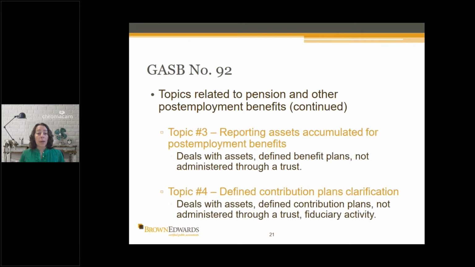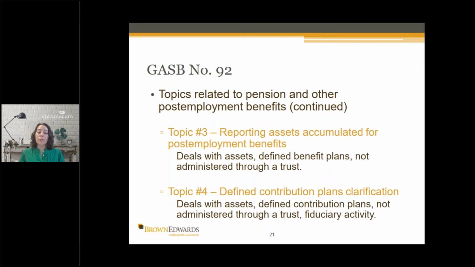GASB topic 3 is reporting assets accumulated for post-employment benefits. Key terms here: assets, defined benefit trusts, not administered through a trust. It's saying if you're following GASB 84, that requires the reporting of assets accumulated not administered through a trust, then follow specific paragraphs that they identify in GASB 73 and 74. Again, cleaning up references and language.